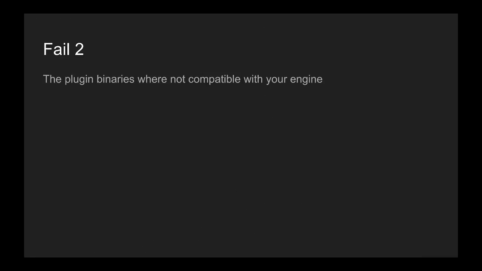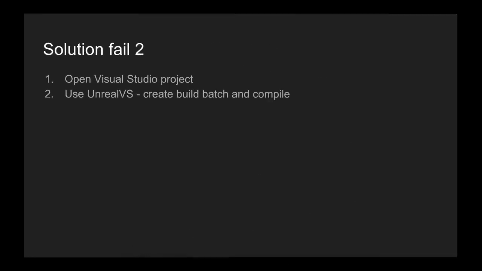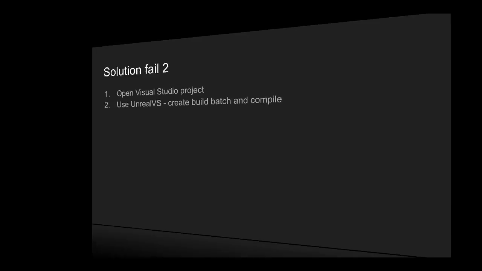Fail 2, the plugin binaries were not compatible with your engine. This sometimes happens if you have a newer version or you compiled it on your own. Then the solution is easy. Go to the Visual Studio project, use the Unreal VS wizard for Visual Studio and recreate all the sources and compile it.